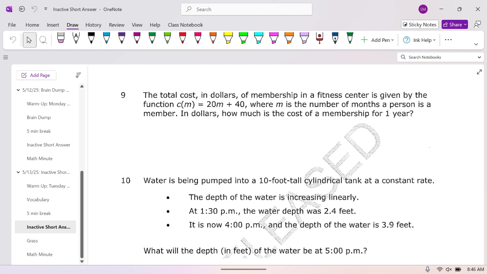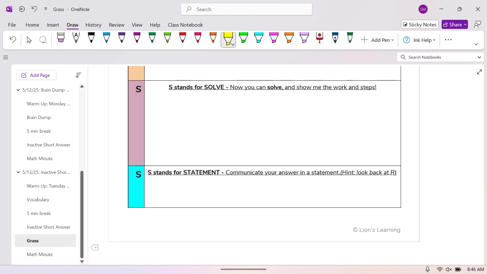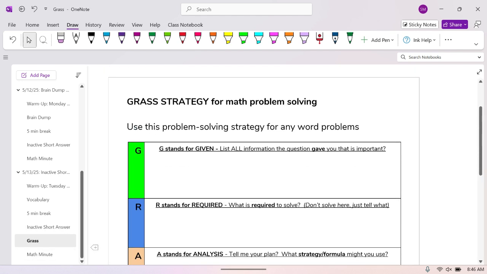So my G stands for given. Someone raise their hand and tell me one piece of information that's given to us that's important. Olivia. Say it again. The function itself. So if I was going to jot this down in GRASS, I would write the actual function itself. So C of M is equal to 20M plus 40.